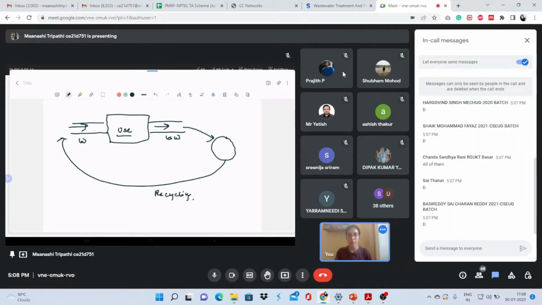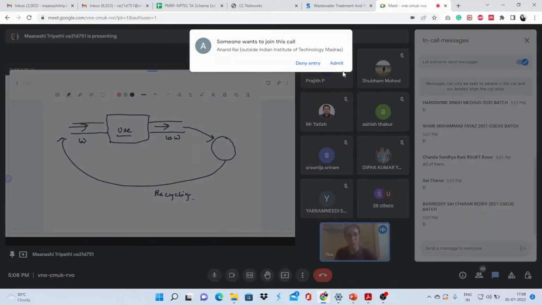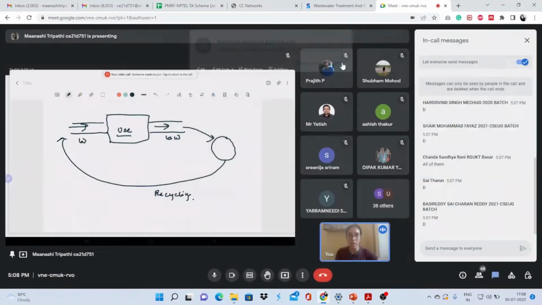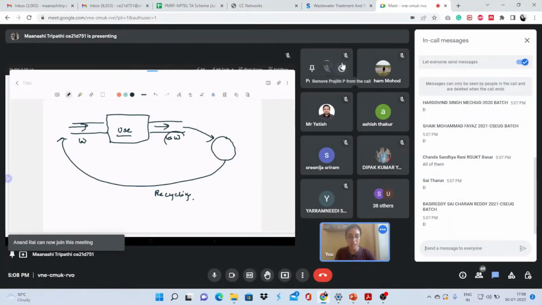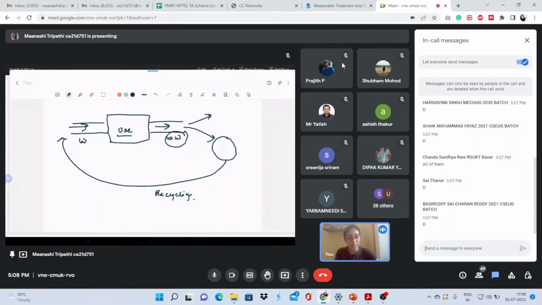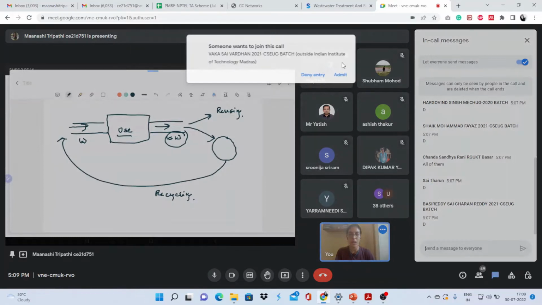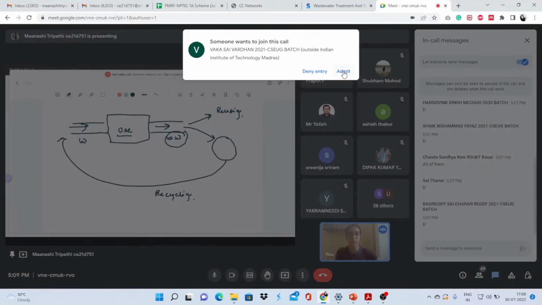Okay, and when you are using water, you are generating waste here. Now if this wastewater you are using without any treatment, then it is called reusing. So I hope you got the answer of this question.